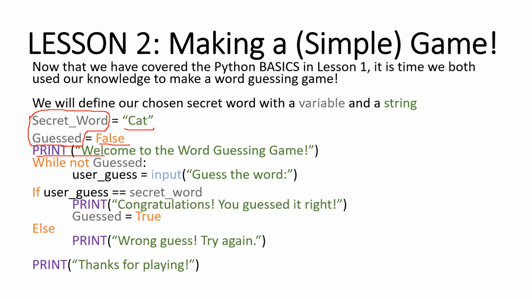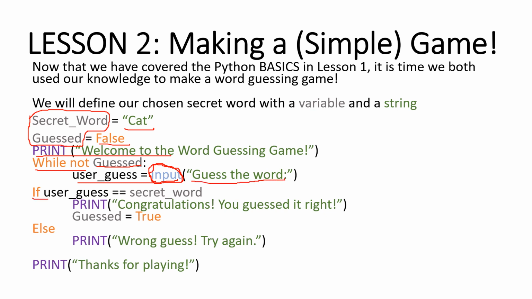Then we're going to run a simple print statement. Then we're going to run a while not command. So while not guessed equal False, user_guess input. Input I haven't told you about before, but basically it's going to ask the recipient for some text or some data, and then it's going to say "guess the word" before that as well.